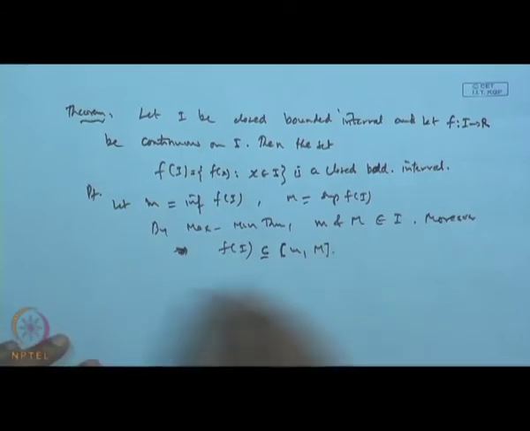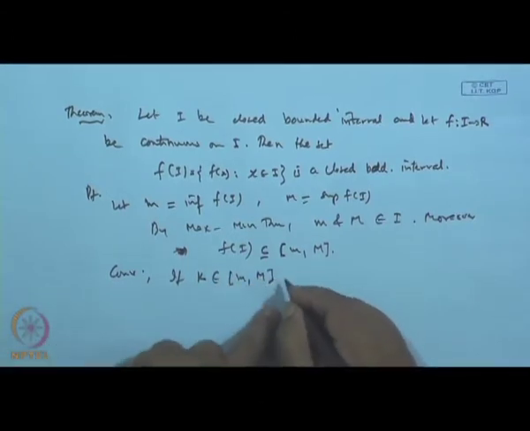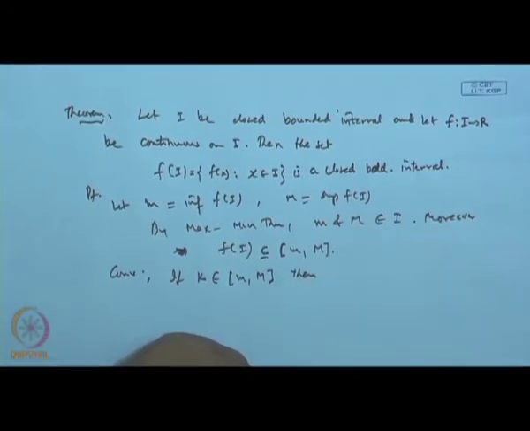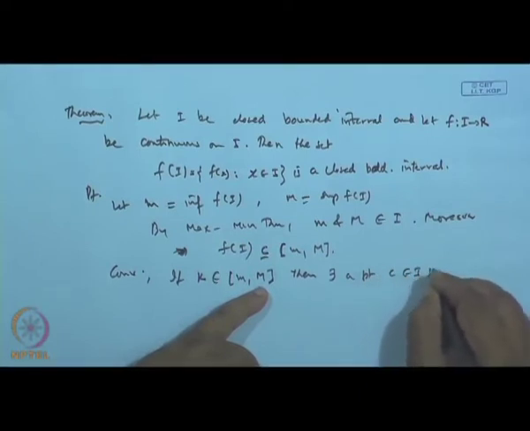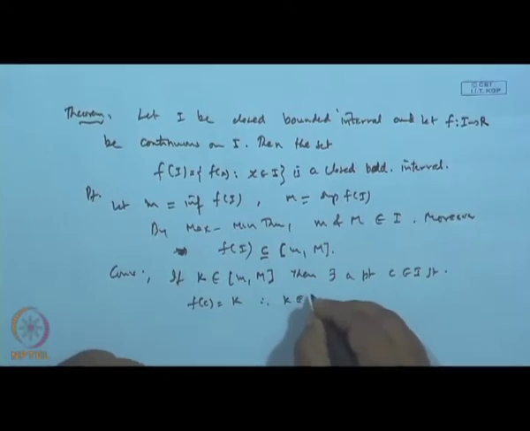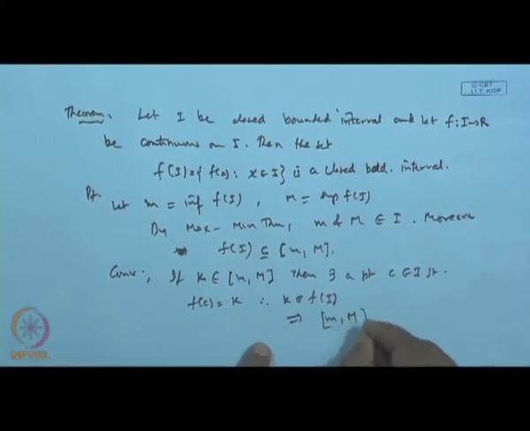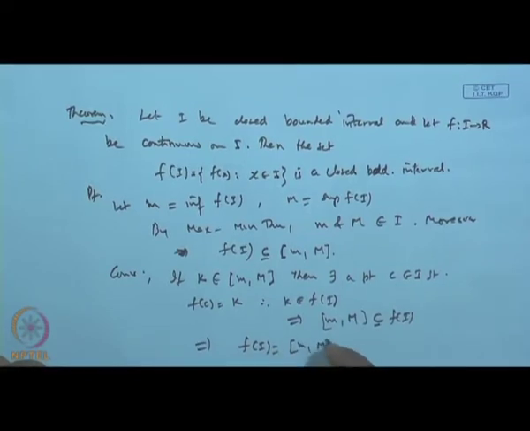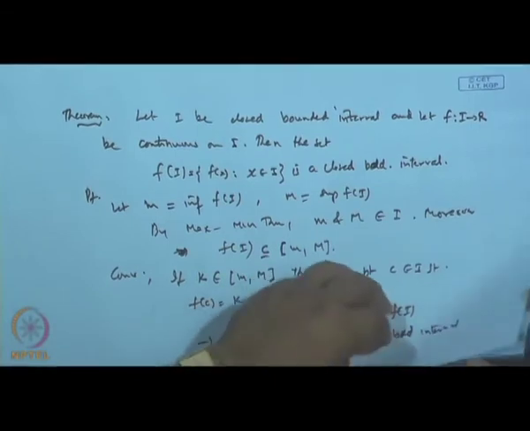Conversely, if k is any value in between m and capital M, then there exists a point C in I such that the value of the function at C coincides with k. It means k is an element of f of I. So we conclude that any value in between m and M is also contained in f of I. Therefore, the closed interval m to M is contained in f of I. Combining these two, f of I is nothing but m to M, a closed bounded interval. That is, the image of a closed bounded interval under a continuous function is closed and bounded.